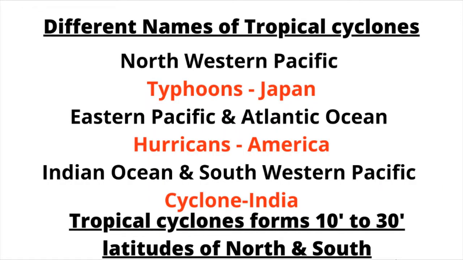Regarding tropical cyclones, this is the common name, and locally they are called by different names. For example, in the northwestern Pacific it is called a typhoon, for example in Japan, and in the eastern Pacific and Atlantic Ocean it is called a hurricane, for example in America. In the Indian Ocean and southwestern Pacific it is called a cyclone or super cyclone, for example in India. Tropical cyclones occur between the latitudes of 10 degrees to 30 degrees in both the northern and southern hemispheres.